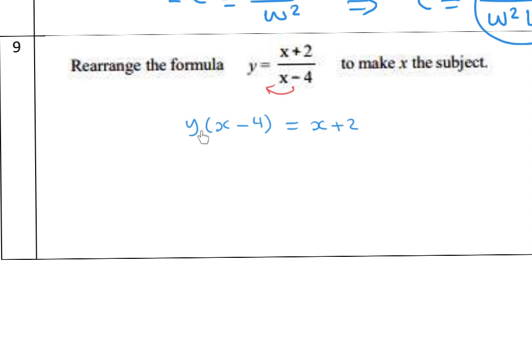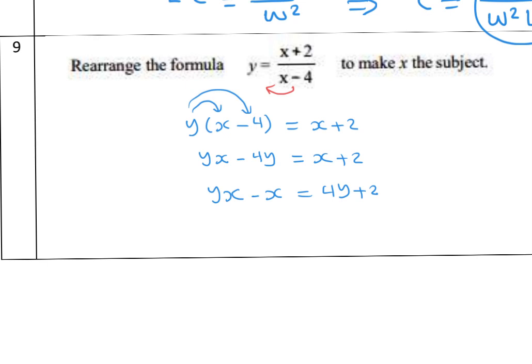Now expand this bracket. Y times x, y times negative 4, negative 4y, equals x plus 2. I need x as the subject. So all terms containing x on one side. Yes. So then factorize. So yx minus x. What about negative 4y? The other side by positive. So 4y plus 2.